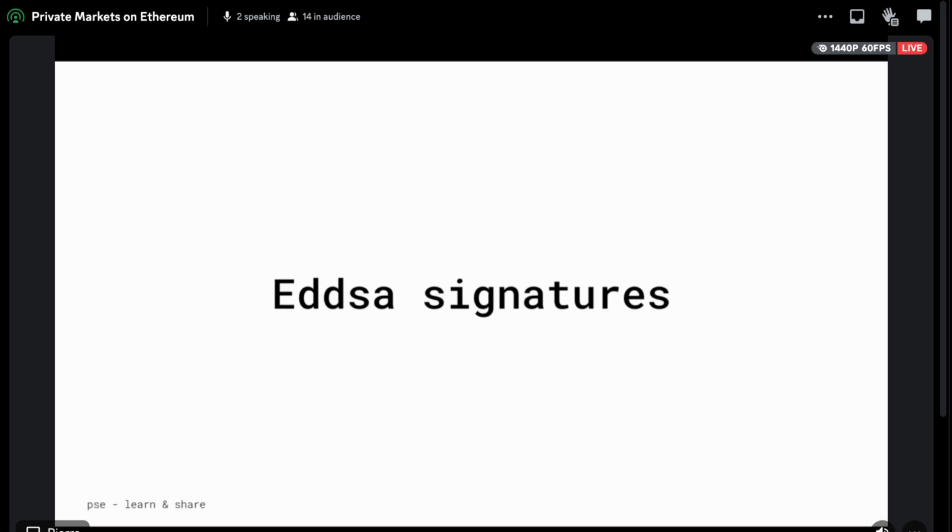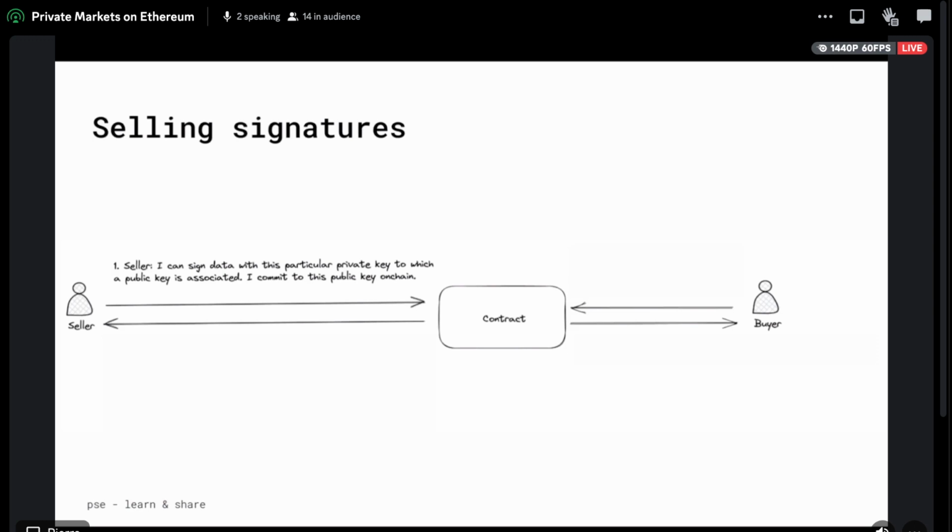Cool. So now let's talk about EdDSA signatures. You can do it for private keys, and you can do it also for signatures. Selling signatures is actually quite similar again. The seller comes, and here he's just expressing something different. He's just saying, for instance, I can sign data with this particular private key to which a public key is associated, and I actually commit to this public key on chain. So if someone comes along and wants to, I can sign some stuff with this private key.